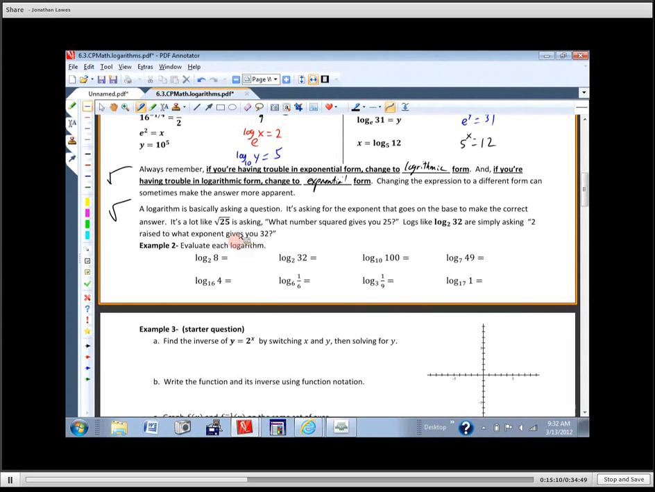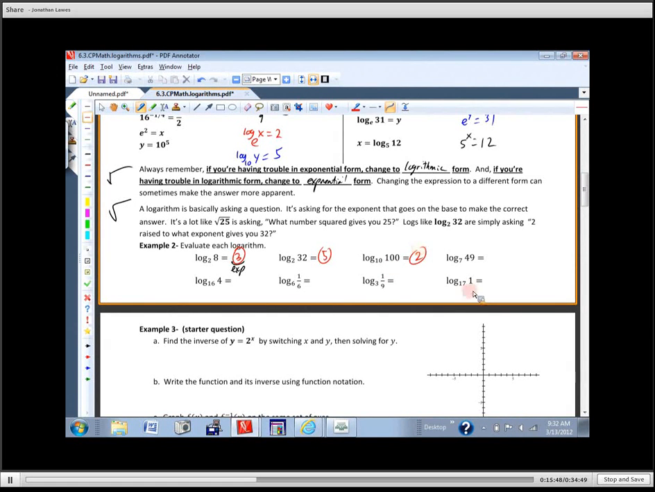Well, once you realize that logarithms are just asking a question, it tends to be a little bit easier. So if we look at something like log base 2 of 32, it's asking a question. It wants to know what exponent you put on 2 to make 32. So remember, this answer right here is going to be an exponent. What exponent do you put on 2 to make an 8? 3. That's the answer. What exponent do you put on 2 to make a 32? 5. What exponent do you put on 10 to make 100? 2. See how easy these are?